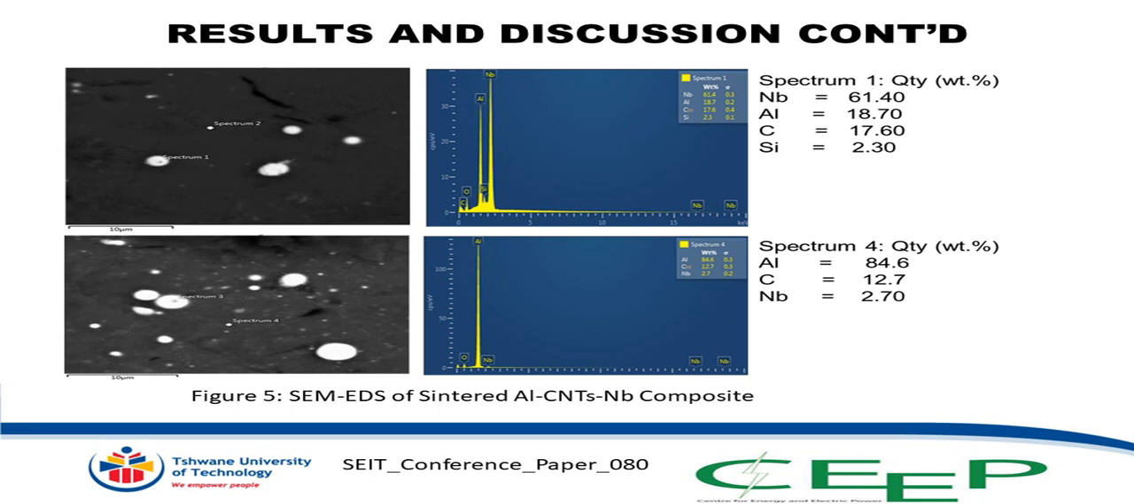This shows the same EDS of the sintered sample, where we can see that niobium, aluminium, carbon, and silicon are seen in the sintered samples, which tells us that there was no material lost as a result of the sintering.